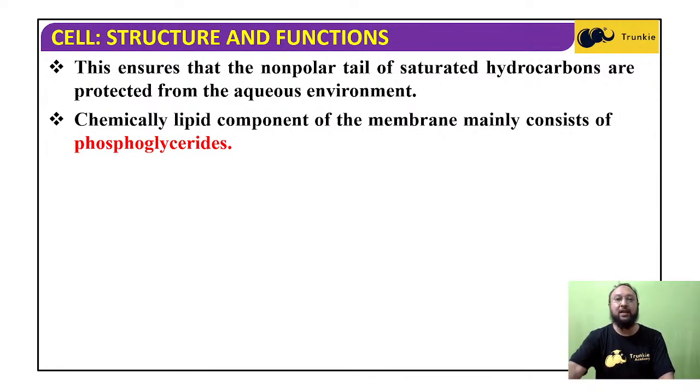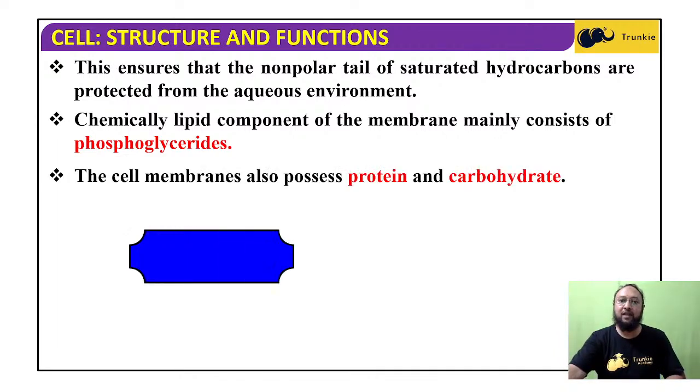Chemically, the lipid component of the membrane mainly consists of phosphoglycerides. Like I told you, this is called a phospholipid bilayer because the type of lipid present in the membrane is phospholipid, a kind of lipid that we will study in biochemistry. When you study the chapter on biomolecules, you will study lipids, carbohydrates, proteins, etc. So chemically, the lipid component in the membrane consists of phosphoglycerides.